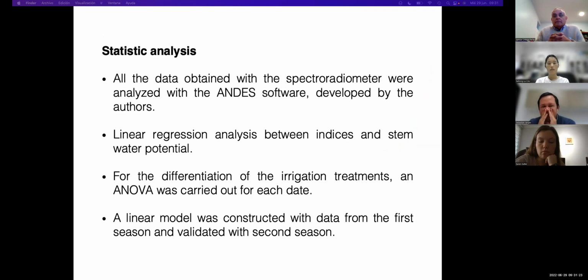This program allowed us to smooth and interpolate the spectra with a Savitzky-Golay filter, and then compute more than 300 spectral indices. Then the obtained data was evaluated by means of a linear regression between spectral indices and water potential. Also, an ANOVA was performed for the analysis of the difference between the irrigation treatments. And finally, a linear model based on the best index was constructed with data from the first season and validated with data from the second season.